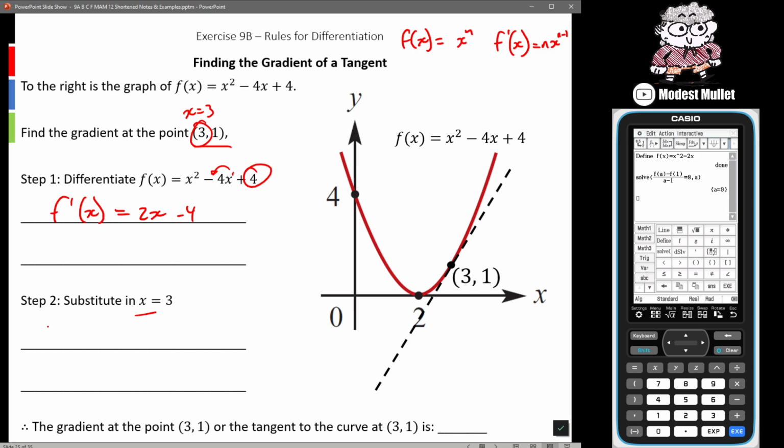So we're going to substitute that in. We're going to do f dash of 3 is equal to 2 by 3 minus 4, which is equal to 6 minus 4, which is equal to 2. Therefore, the gradient at the point 3, 1, or the tangent to the curve at that point, is 2.